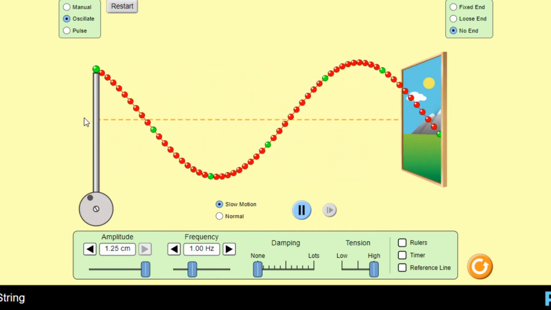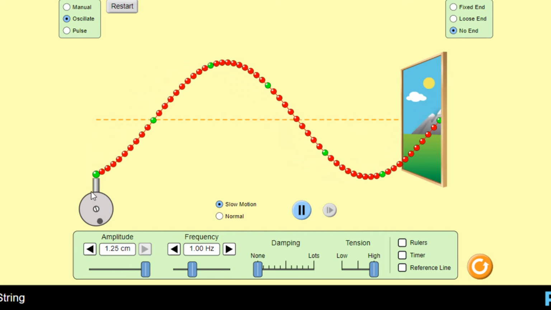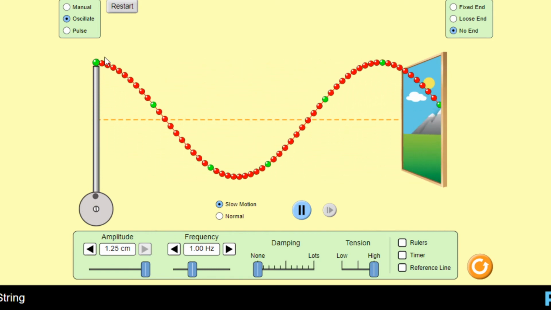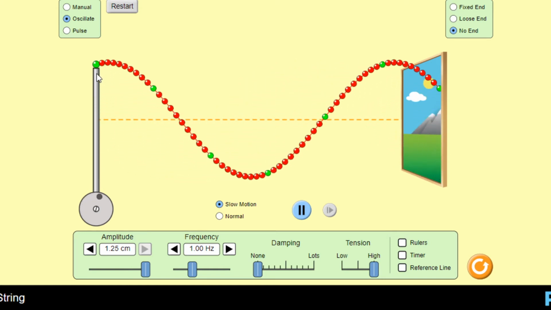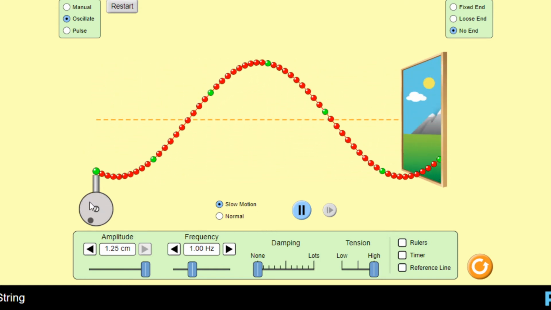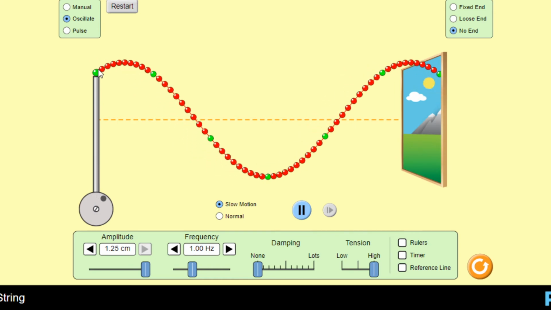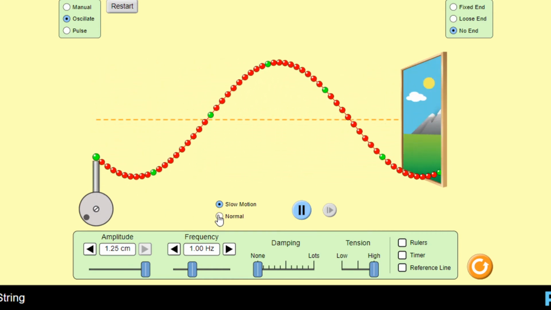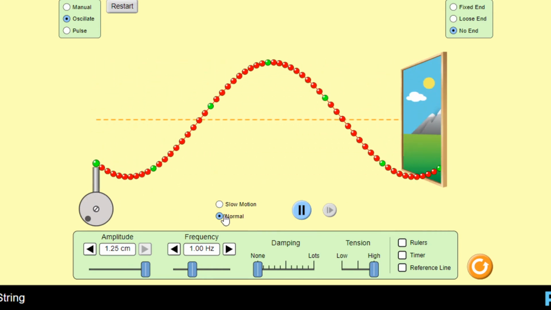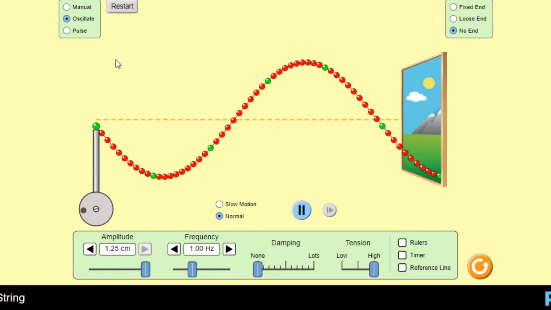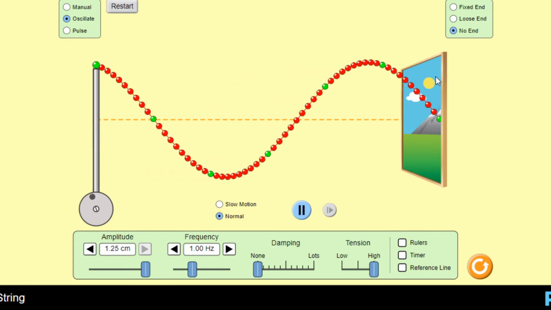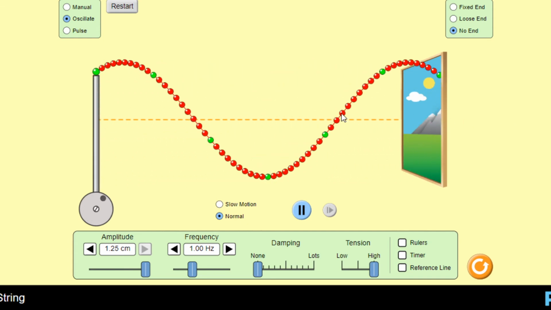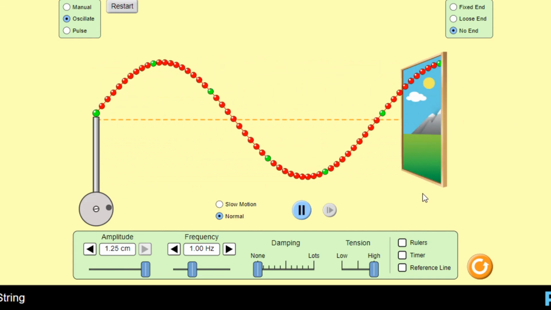So hopefully you can see here, the oscillator goes up and down. It'll go up and down in one second. Now that looks longer because I've got it in slow motion. So let's put it in normal. There you go. You see the oscillator goes up and down in one complete second. As a result, hopefully you can see one complete wave passes through the window per second.